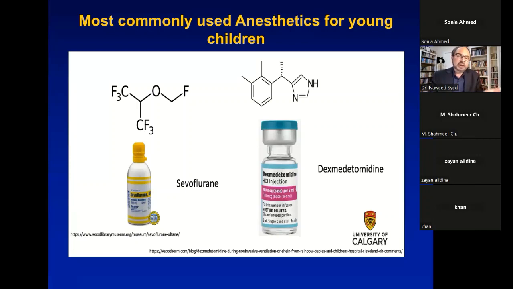So I think the idea would be not to put these anesthetics to shame, because we cannot function without them, but to find strategies that will mitigate these long-term cytotoxic effects of anesthetics on a developing brain.